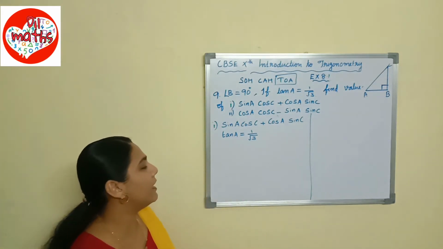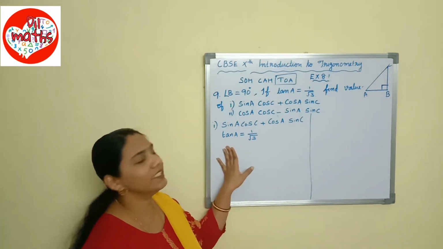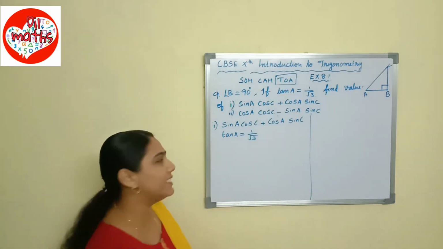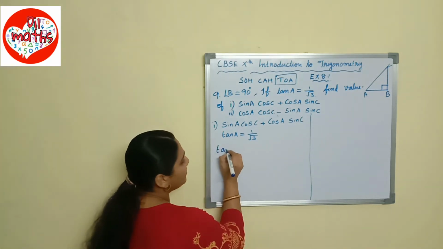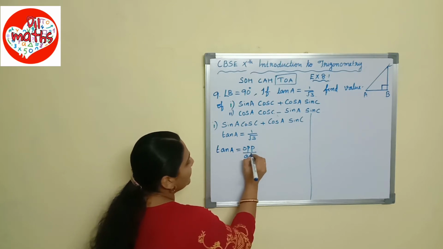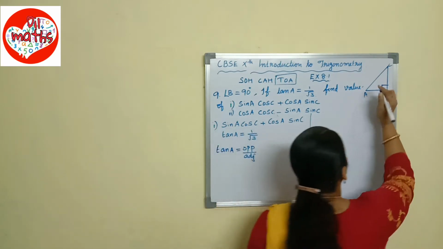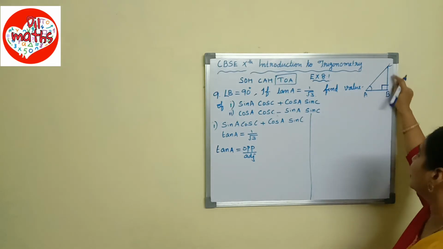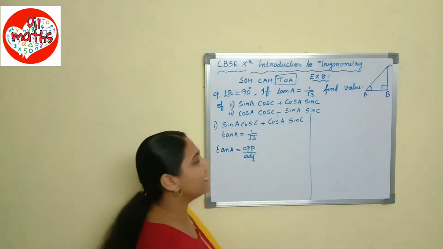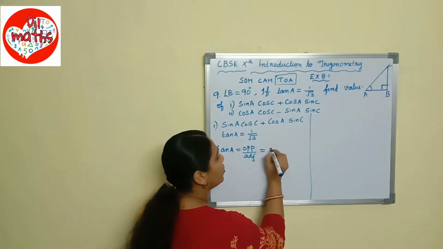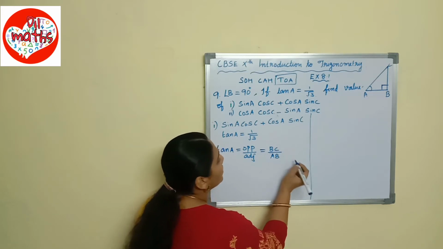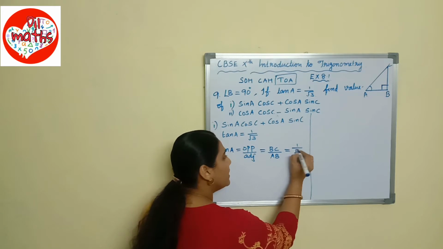So tan A is equal to 1 by root 3, they have given. So what is tan A? By definition, tan is equal to opposite side divided by adjacent side. With respect to this angle A, which one is the opposite side? BC will be the opposite side, and what is the adjacent side? AB will be the adjacent side. So opposite side is BC and adjacent side is AB. So that is equal to 1 by root 3.